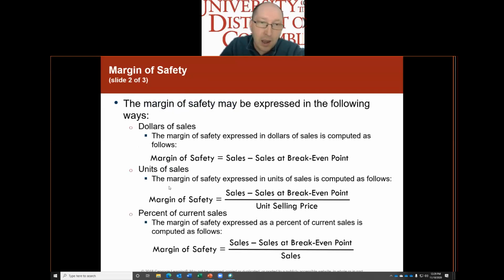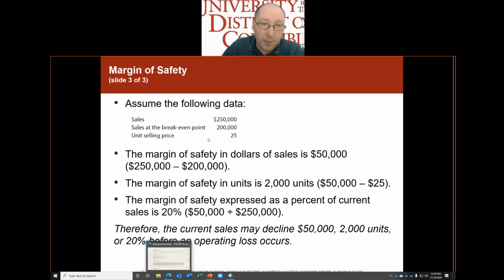To calculate margin of safety, you can do it in terms of sales dollars, units of sales, and percent. You take your sales minus your sales at break-even point to get sales dollars. For the units, you take your sales minus your sales at break-even point divided by unit selling price. And then for percentage, you take your sales minus sales at break-even point divided by sales. That gives you your percentage. And this just shows you an example.